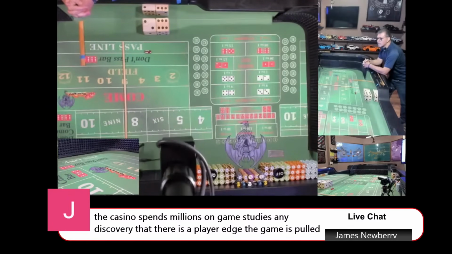The casino spends millions on the game studies. Any discovery that there is a player edge, they're going to pull the game.